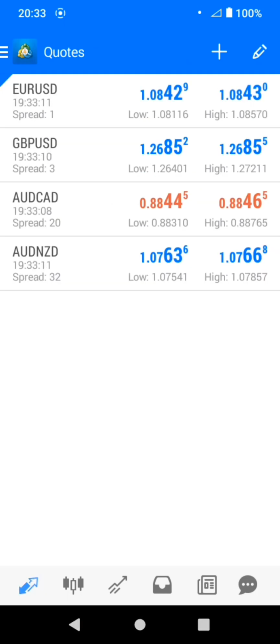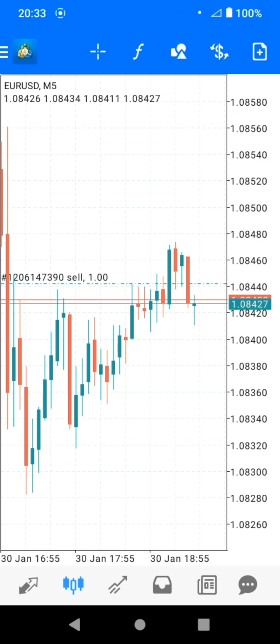Hope you are finding value in this particular tutorial. So guys, basically this is it. Whether you are using Android or iPhone, the process I believe is just the same. Let me just check again if there's anything. These two lines you are seeing here are basically your bid price and the ask price, the buying price and the selling price.